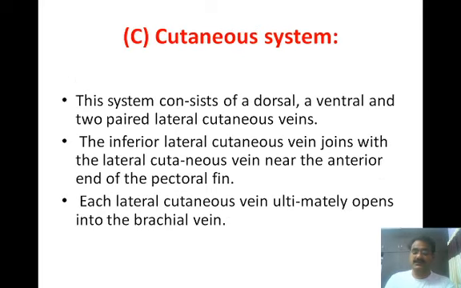Another third category of sinuses is the cutaneous sinuses or the cutaneous system. This system consists of the dorsal, ventral, and two paired lateral cutaneous veins. The inferior lateral cutaneous vein joins with the lateral cutaneous veins near the anterior end of each pectoral fin. Each lateral cutaneous vein ultimately opens into the branchial veins.